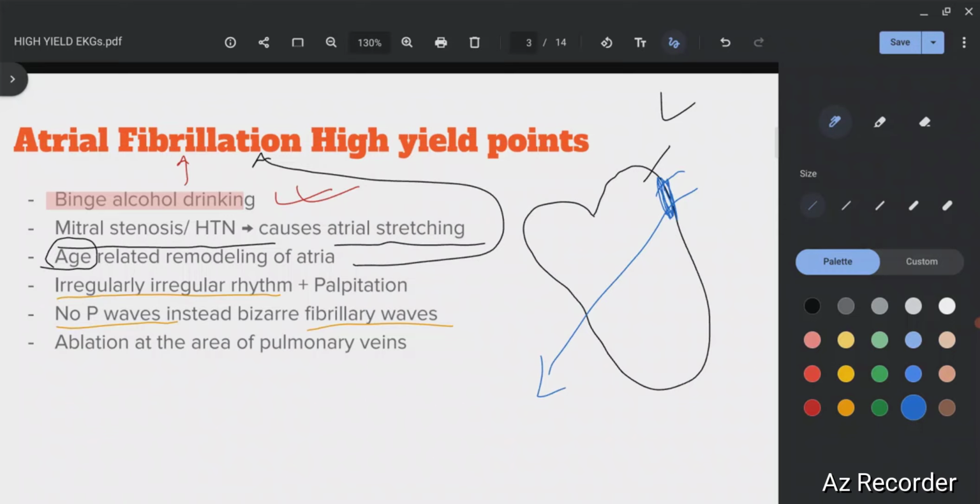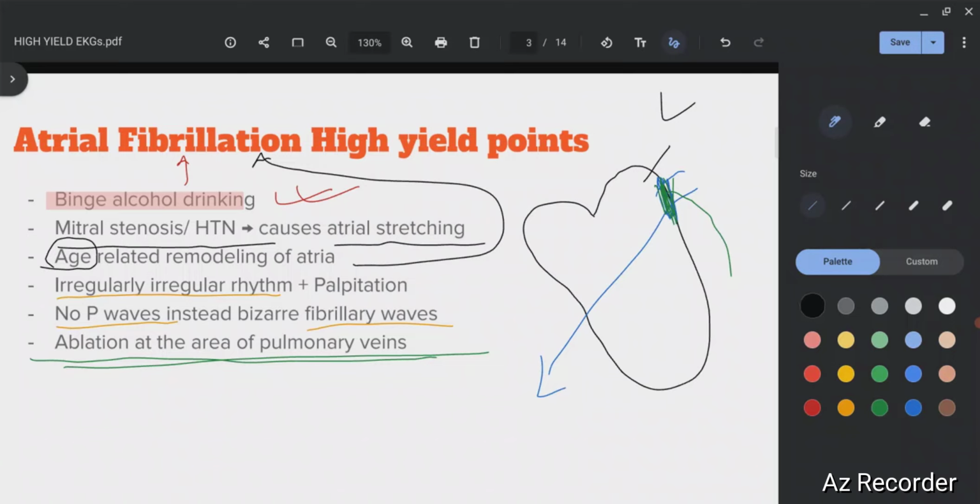And if they ask you what will be the definitive treatment of atrial fibrillation, although medicines can help, medicines are not the definitive treatment. If you want to treat this atrial fibrillation, you have to ablate this area, because it is producing a crazy amount of current leading to atrial fibrillation. They like you to know this. So if they ask what the treatment of atrial fibrillation is, you will tell them that ablation of the area of the pulmonary veins is the treatment.